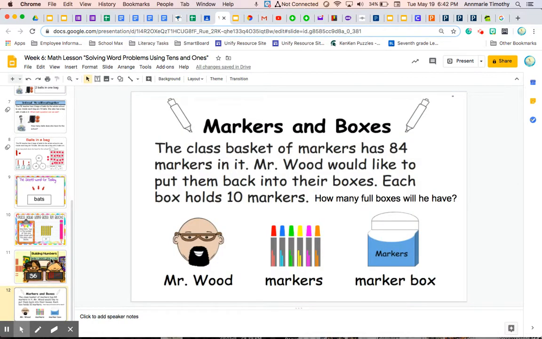And your final assignment, you are going to solve this word problem. The class basket of markers has 84 markers in it. Mr. Wood would like to put them back into their boxes. Each box holds 10 markers. How many full boxes will he have? Now, boys and girls, you are going to go back to your Google Classroom, and you are going to work on assignment number 2.